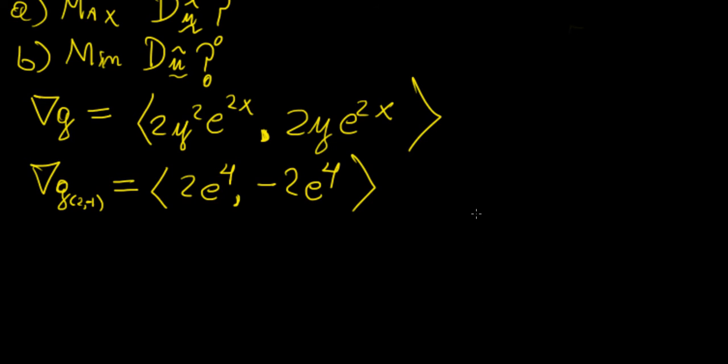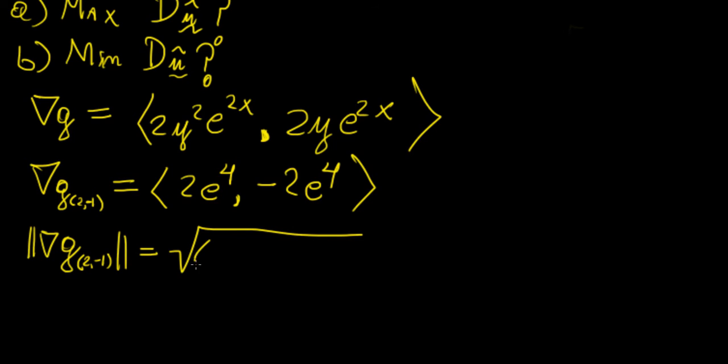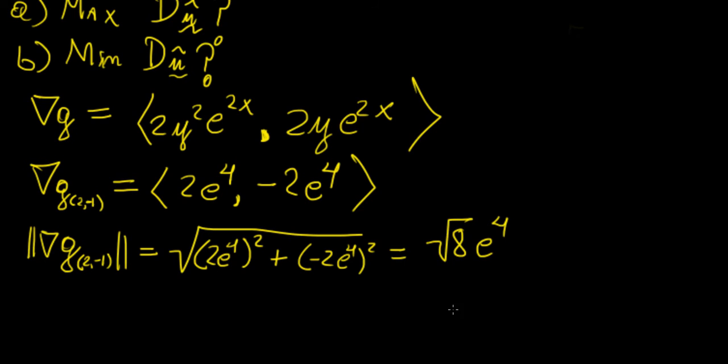Alright, so now what we're going to do is find the magnitude of this vector at this point, (2, -1). So this is going to be equal to the square root of (2e to the 4) squared plus (-2e to the 4) squared, and that reduces to square root of 8 times e to the power 4. So that's going to give us the magnitude of the directional derivative of the maximum, right? This is going to be the maximum, and then the direction is going to be given by the following.